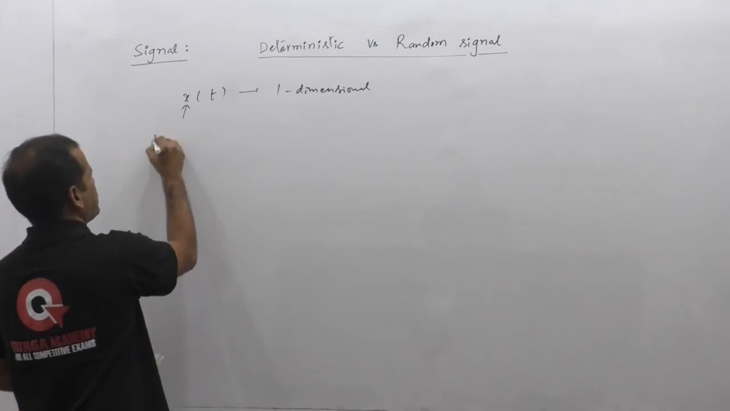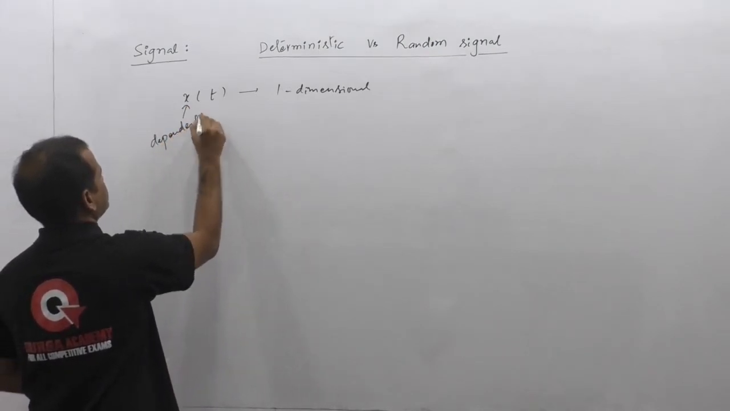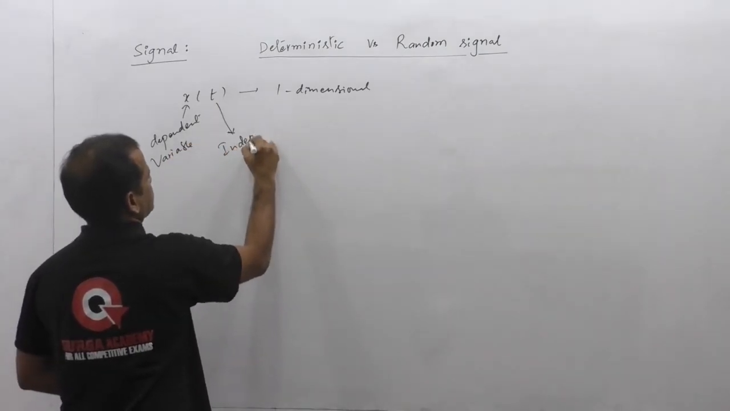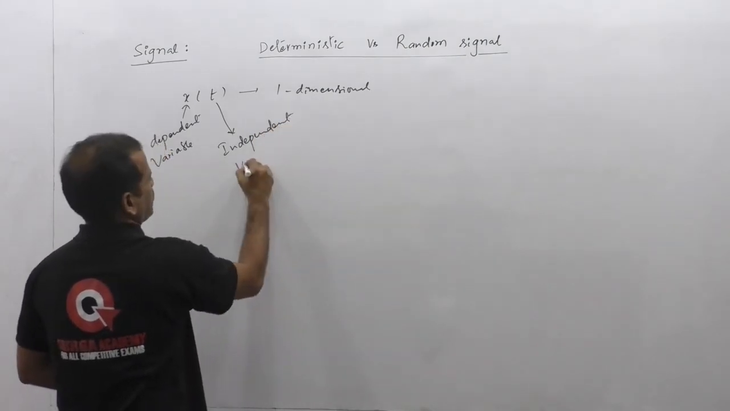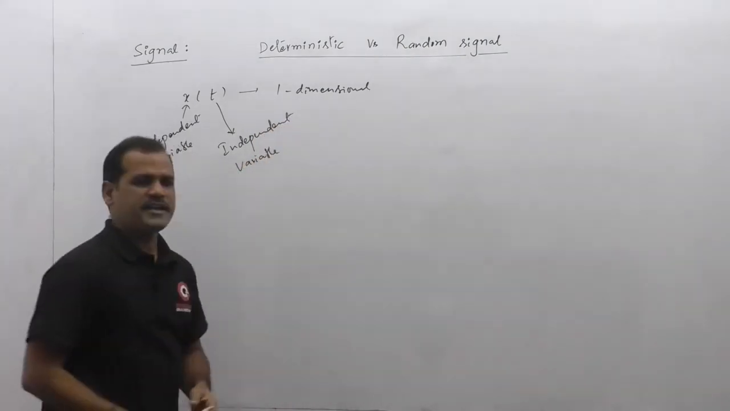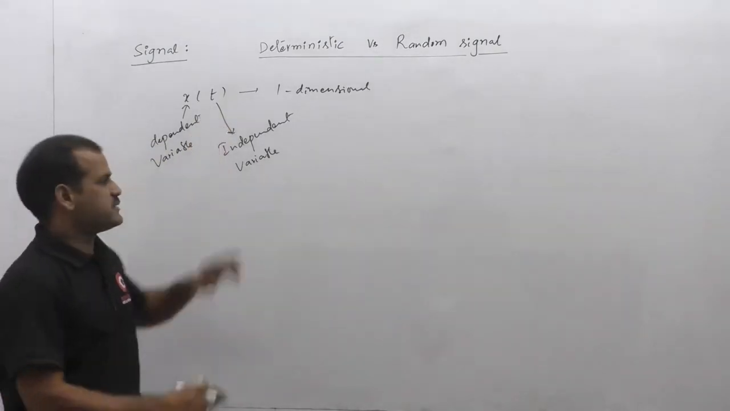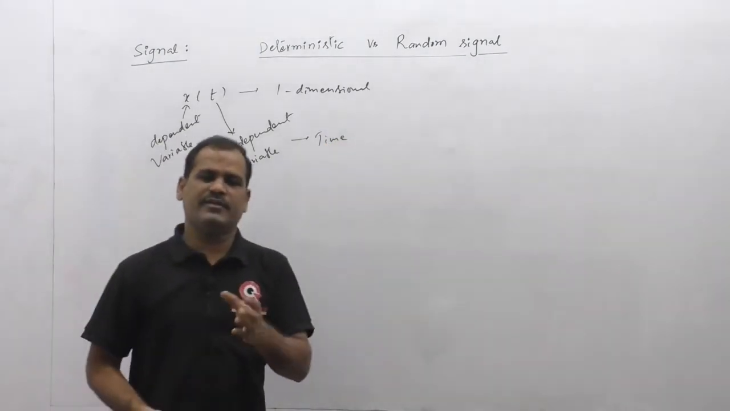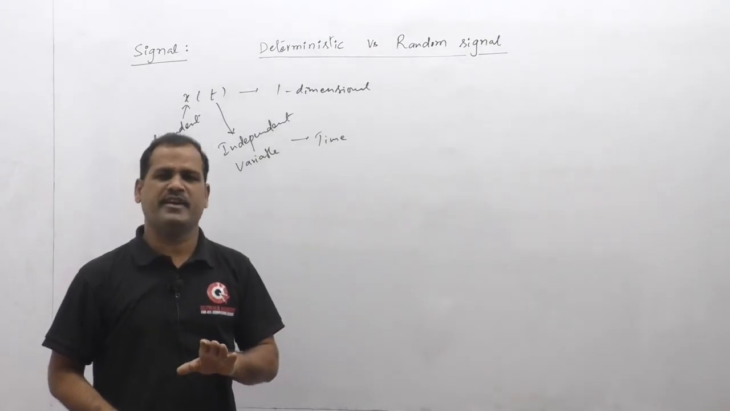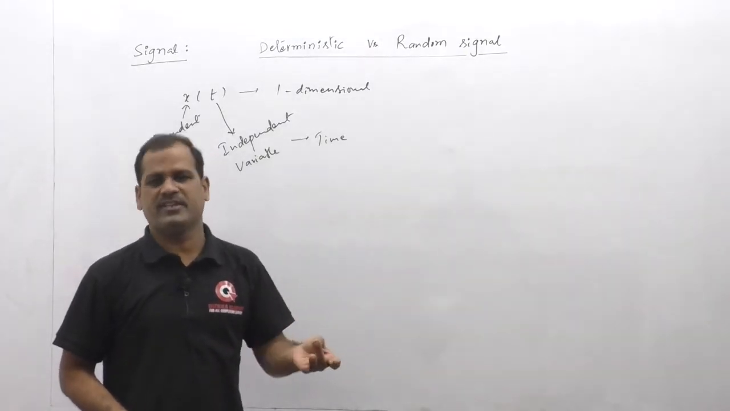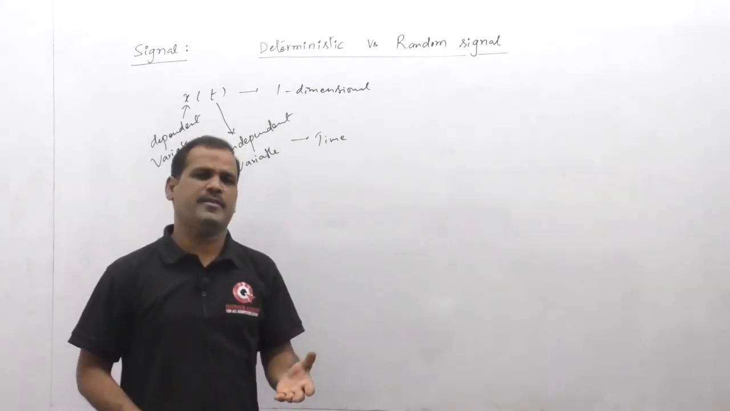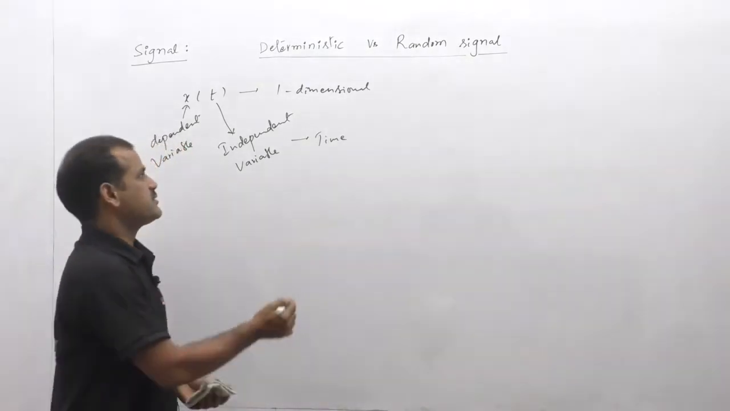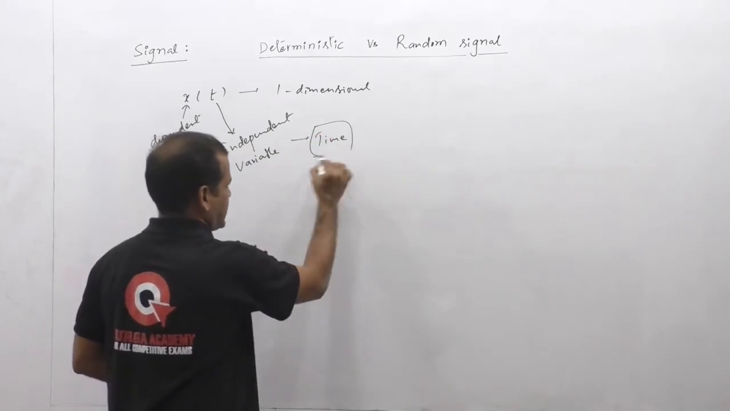Here, this is the dependent variable of the signal, whereas this is the independent variable of the signal. This independent variable in this course we are taking as time. Actually, a physical quantity which can vary independently can be considered as an independent variable, like pressure, humidity, temperature, time. Anything which can vary independently, not depending upon any other quantity, can be considered as an independent variable. Here we are considering only time.